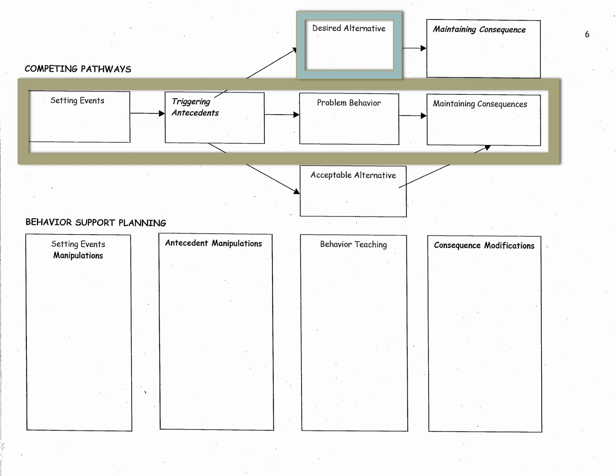Acceptable alternative behavior is called functionally equivalent behavior because this alternative acceptable behavior should cause the same consequences as the problem behavior. Let's say the problem behavior is screaming and the function of the behavior is to escape the task worksheet. Then the acceptable behavior could be verbally asking for a break or showing the communication card saying, I need a break.